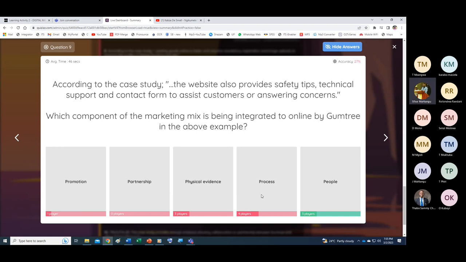I would understand why some of the answers are physical evidence and process, because you'll remember in this class, we said we are going to look into these as a synergy between them. So when I see safety tips, it can be physical evidence. I agree. When someone sees something such as a contact form, it can also be part of people. And then on the website, when I see technical support, maybe that could be part of the process where I click help. So yeah, all three answers are actually correct in this case.